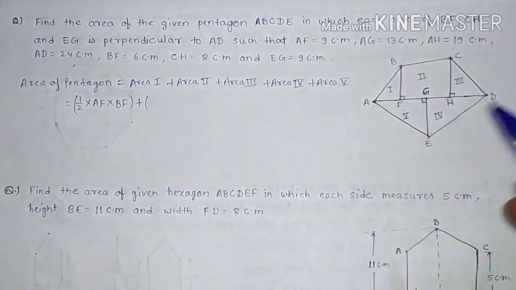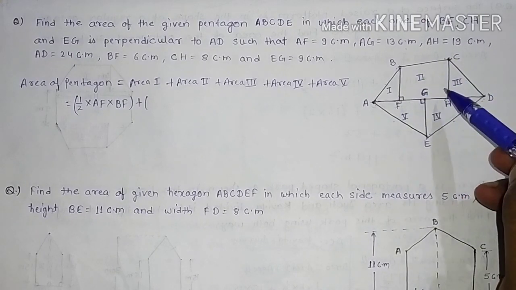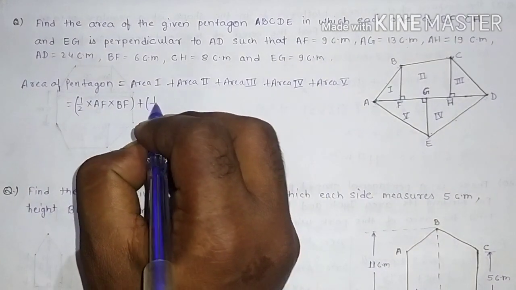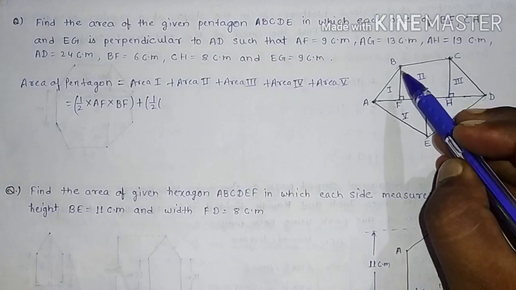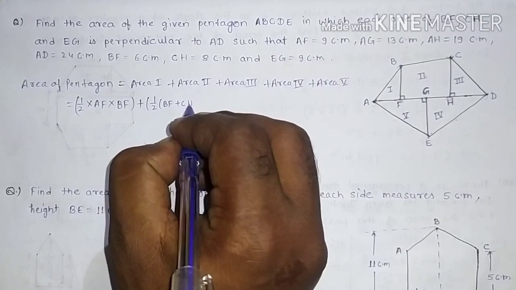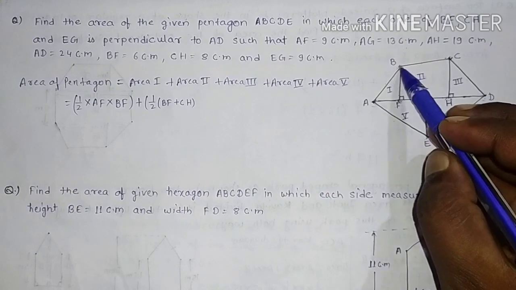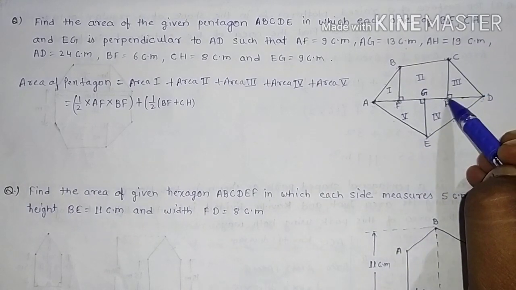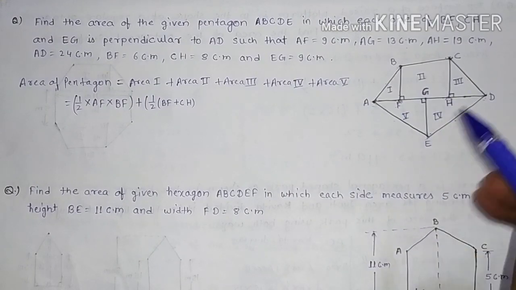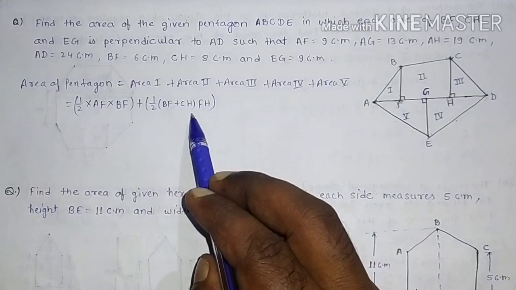Plus area of the second section, that is BFHC. This is in the shape of a trapezium where BF and CH are parallel sides. Now the formula will be half sum of parallel sides, that means BF plus CH, into height. The height will be FH because BF and CH are parallel lines and FH is the distance between the parallel sides. So we can write into FH. So this is the area of the second section.